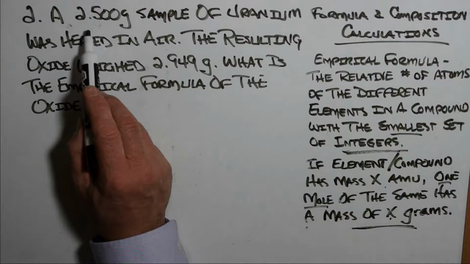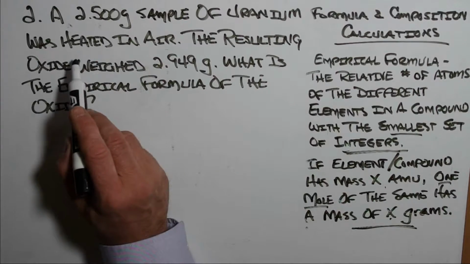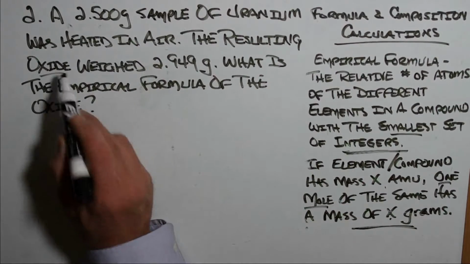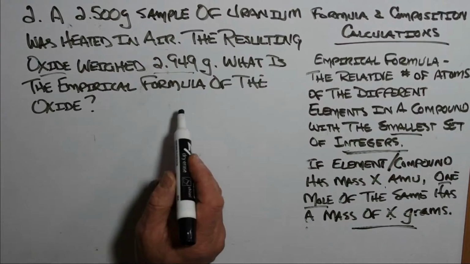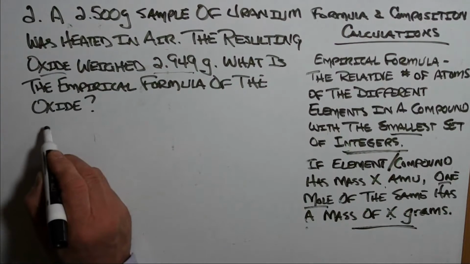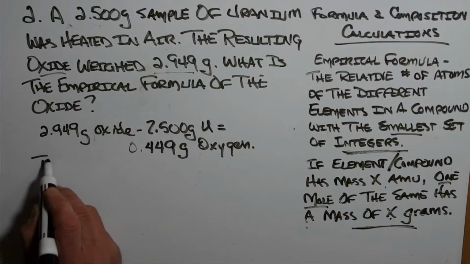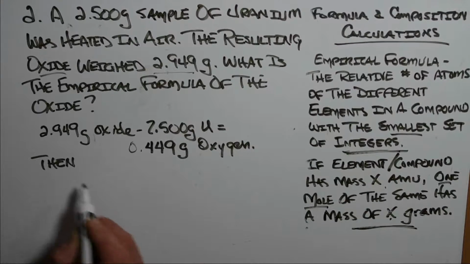Next problem is going to be a quick one. A 2.5 gram sample of uranium was heated in air. The resulting oxide weighed 2.949 grams. What's the empirical formula of the oxide? We subtract the two numbers and find 0.449 grams of oxygen was present in the oxide.